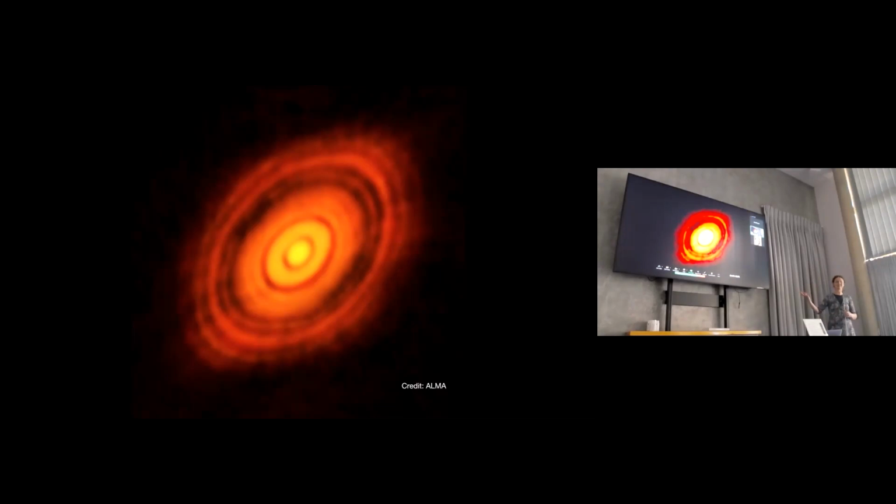And with ALMA, we started to see the structures inside of these disks. The resolution here is not great, but you can start to see that there are rings there within these disks, and potentially these are related already to the formation of big bodies or even planets. And we even have ALMA observations of young gas giant planets forming in the outer regions of these really, really young planetary systems.